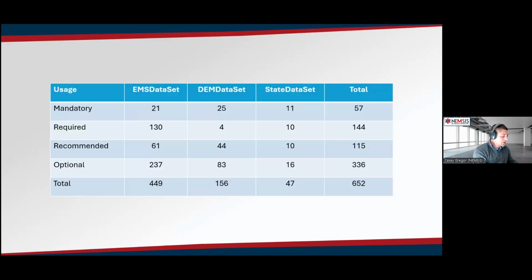All right, and then coming to this table here, just to show how the usage of the elements breaks down. So in the EMS data set, there's 21 mandatory, 130 required. Recommended, there's 61, and then there's 237 optional elements. So you can see that there's actually quite a few of those elements in the EMS data set that you may not even use.